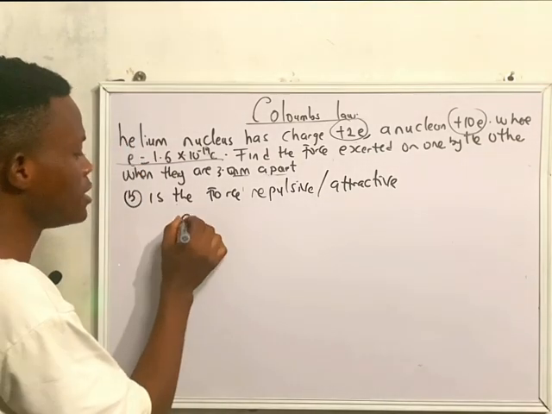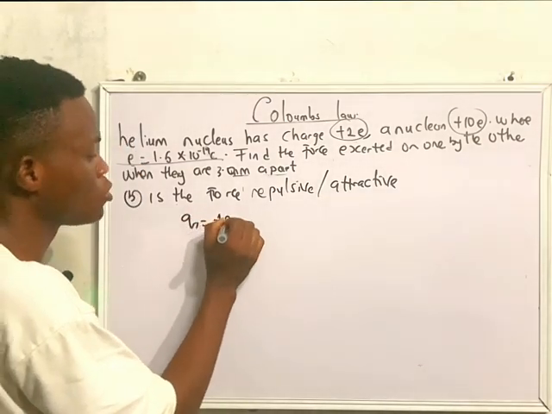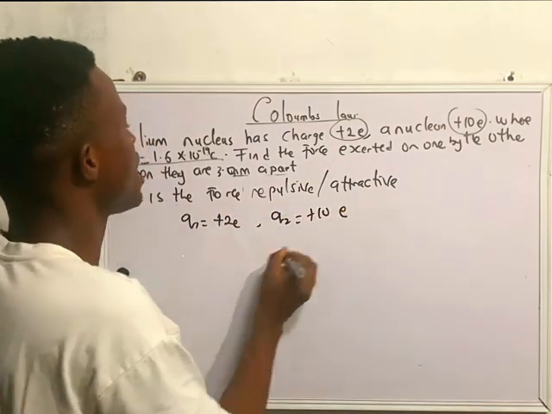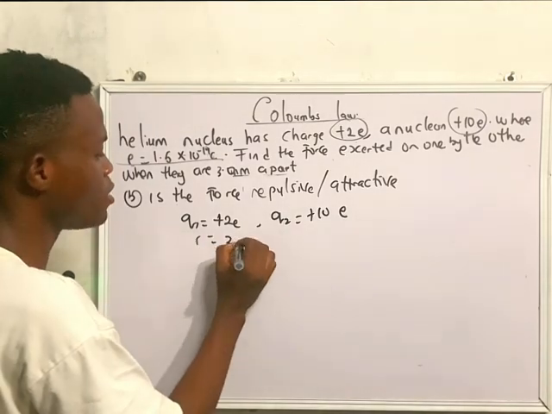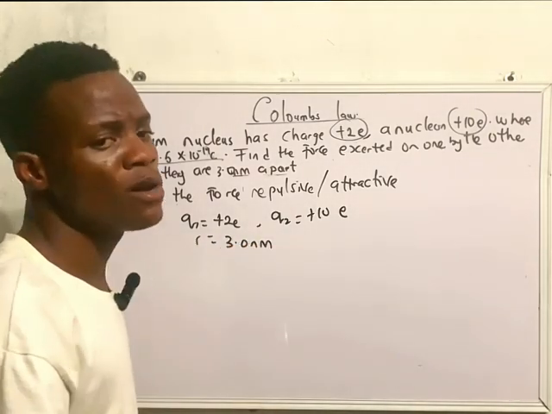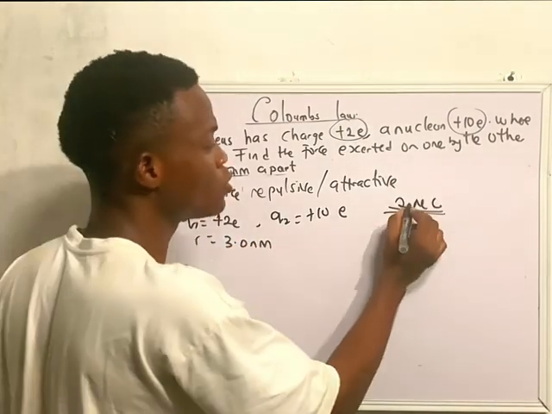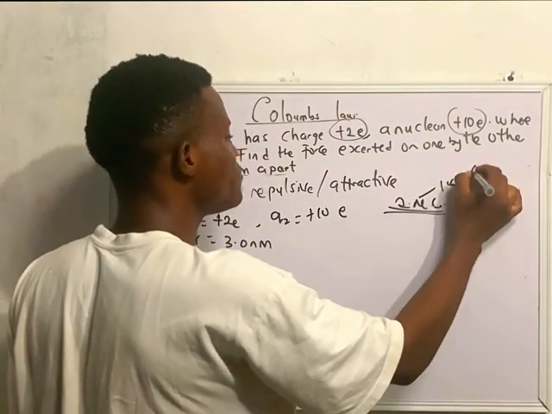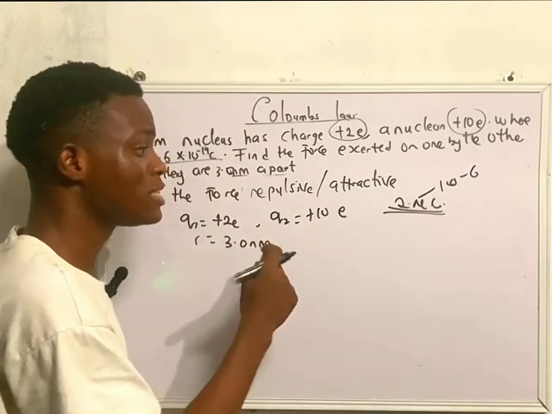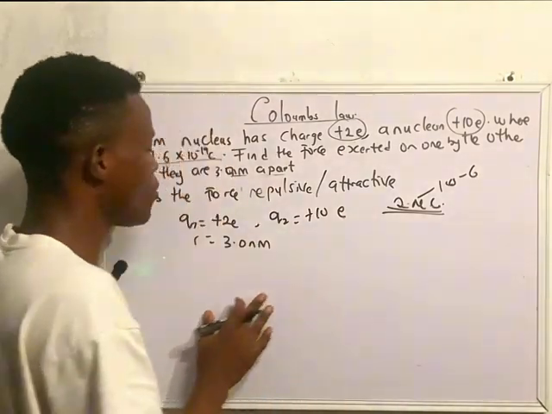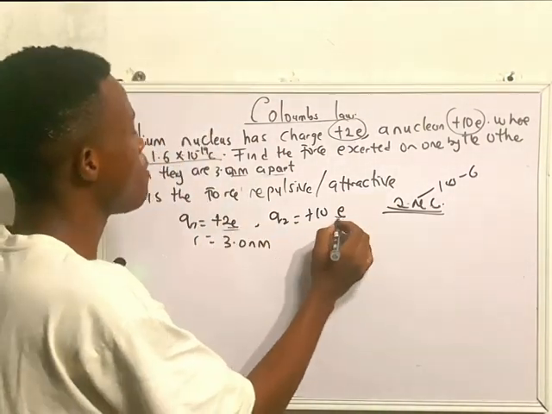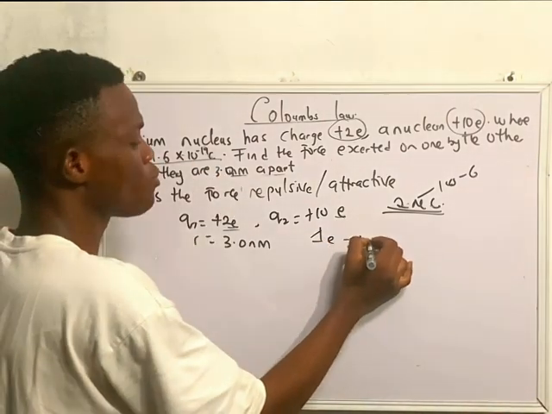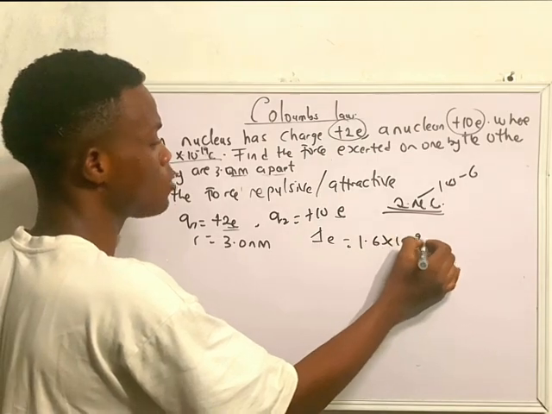That means we are given our charge. Our charge one is plus 2 electrons. Our charge two is plus 10 electrons. And we are given our distance to be 3.0 nanometer. Now if you remember the first question, we were given 2 microcoulomb. Micro is 10 to the minus 6, when we converted it in our first question. But now we are given in form of electrons. But we are already given that one electron is 1.6 times 10 to the minus 19 coulomb.